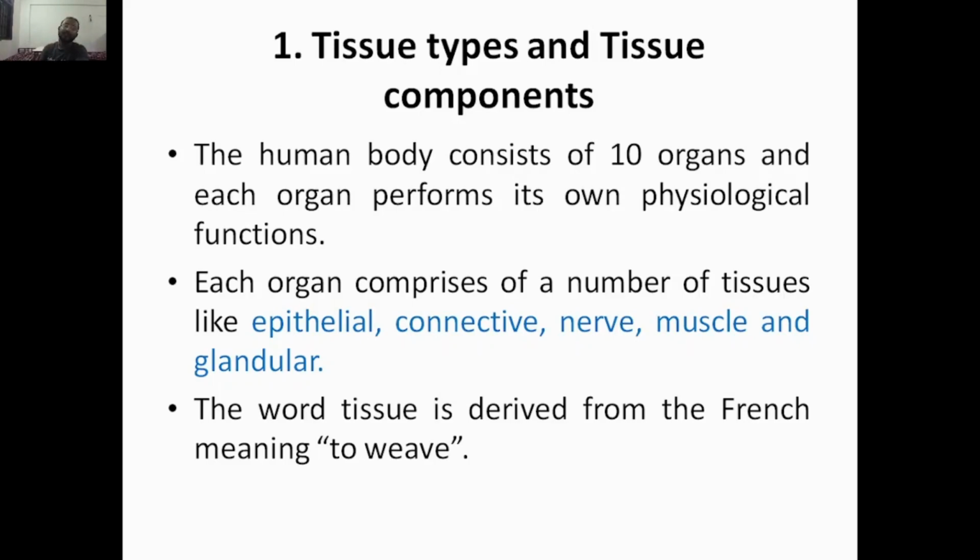The human body consists of organs, and each organ performs its own physiological functions, right? Every organ in our body has its own particular physiological functions. Each organ comprises a number of tissues, like epithelial tissue, connective tissue, nerve tissue, muscle tissue or glandular tissue. Based on the cells that have developed, that tissue will be formed.